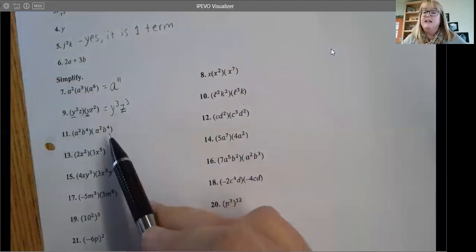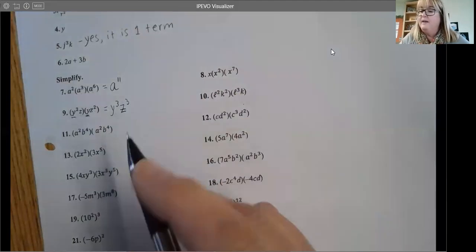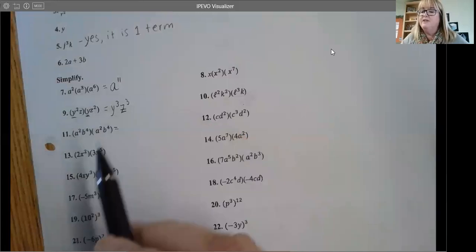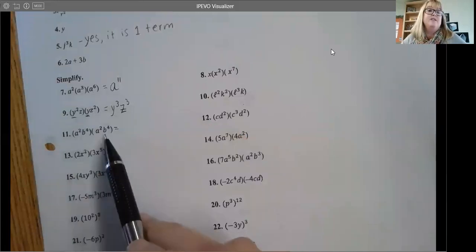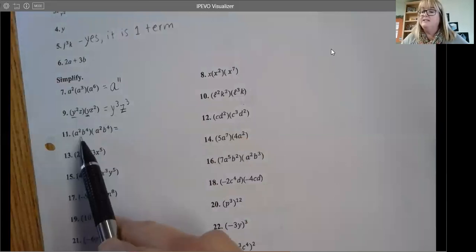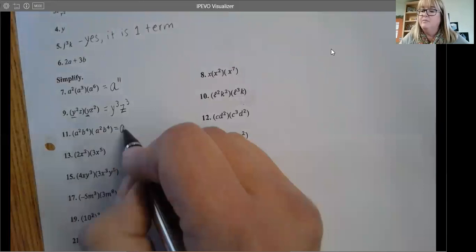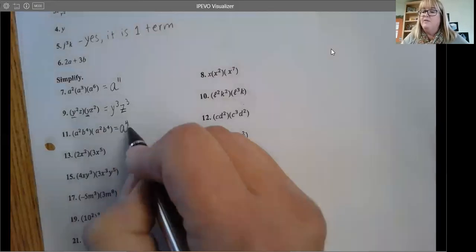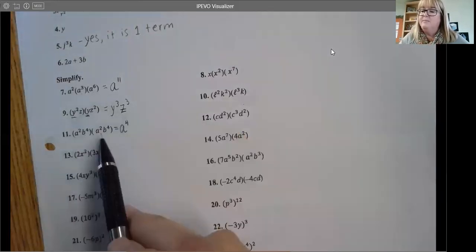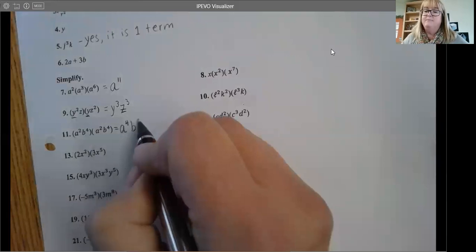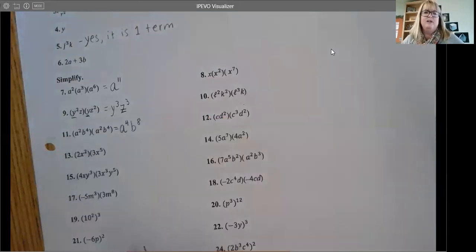All right, let's look at 11. A squared, b to the fourth times a squared, b to the fourth. All right, so you're going to multiply your a's together. A squared times a squared is a to the fourth power. B to the fourth times b to the fourth is b to the eighth power. I hope you're catching on.